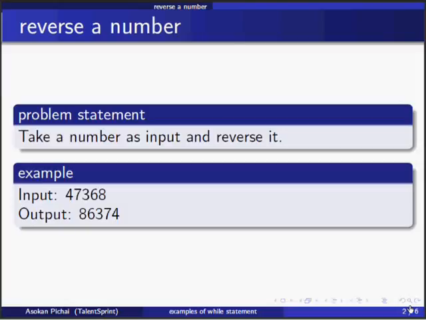The first problem is to reverse a number. This can be solved by using the while statement. We'll first separate the units digit, store it in a number, and then every time we separate a digit, we'll multiply the number by 10 and add this digit to it. So finally the output would be the reverse of the input number. So let us solve it.